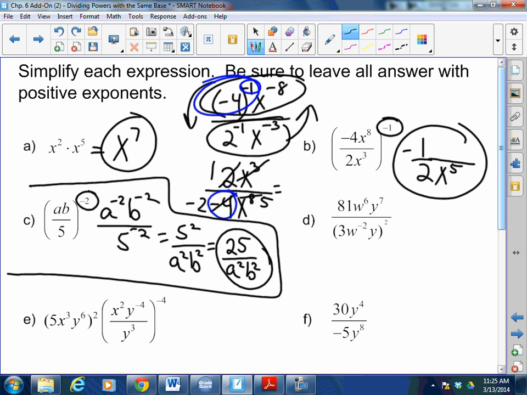Yes? Yeah, 5 squared, yeah, you got to do them. I'm never going to give you anything crazy. Like, I'm not going to give you 5 to the 26 or anything like that. Okay?